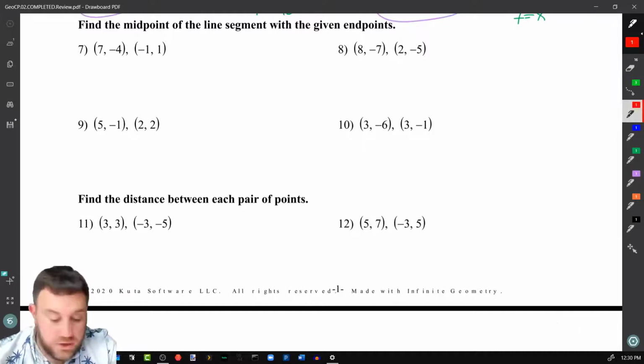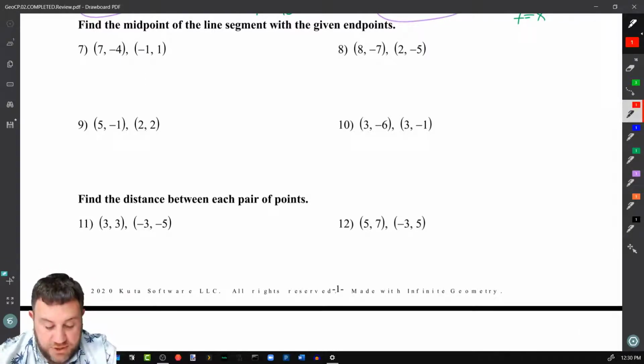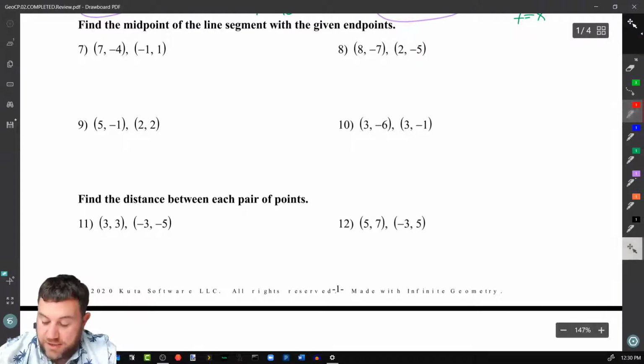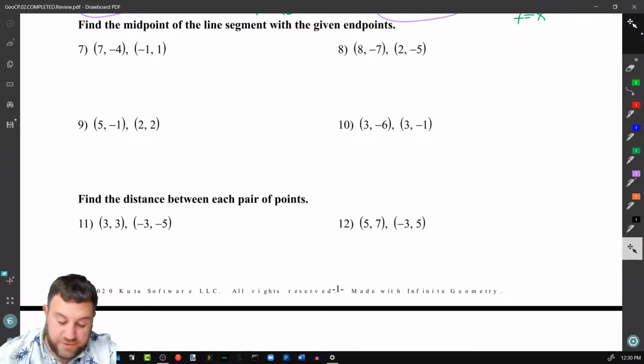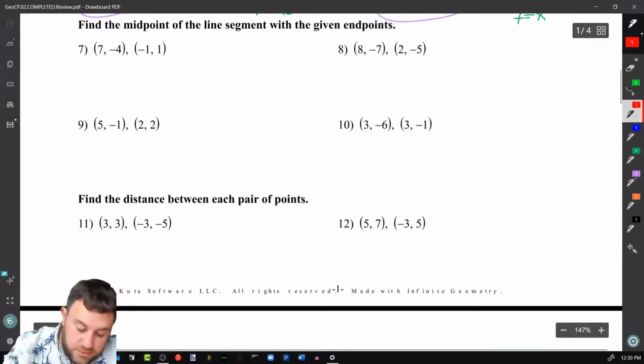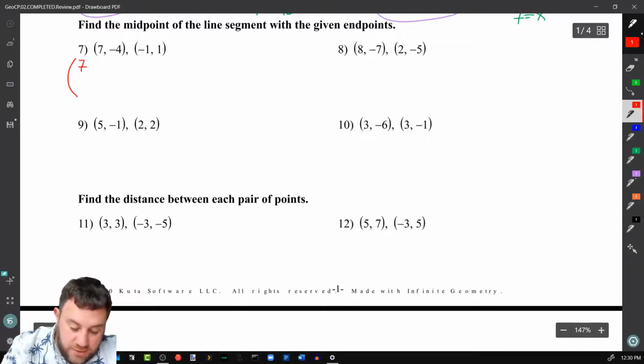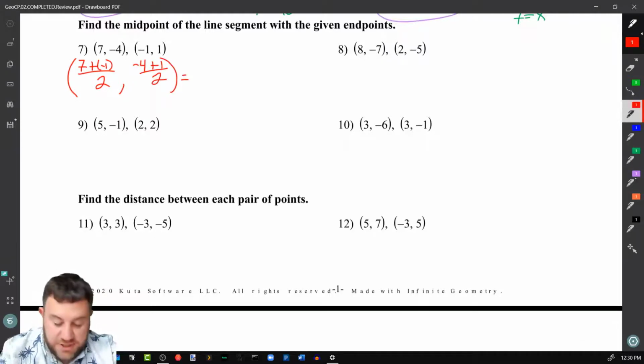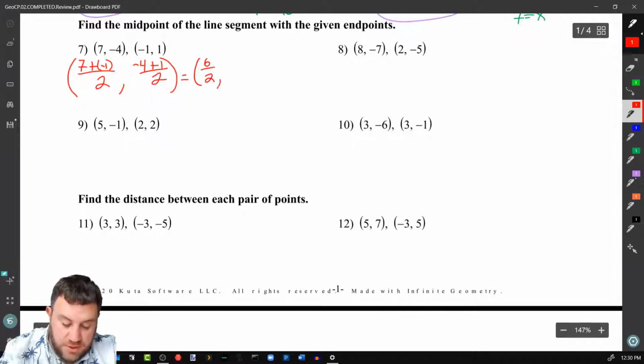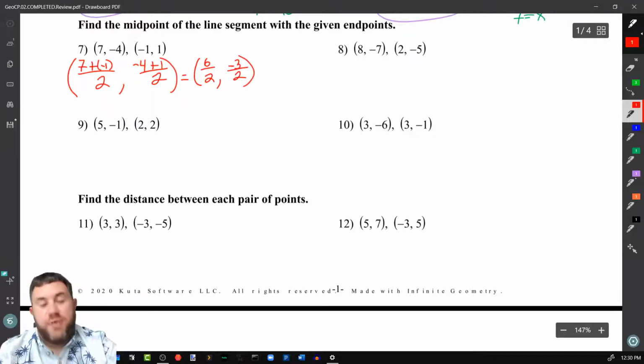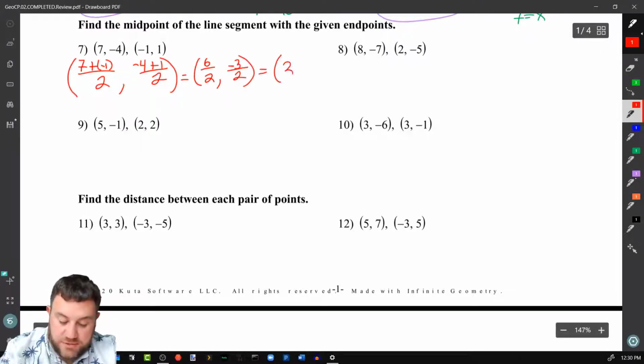For the next 4, we are just finding the midpoint. Remember, that's find the average of your x's and the average of your y's. So for number 7, we do 7 plus negative 1 over 2 and negative 4 plus 1 over 2. 7 plus negative 1 is going to be 6. Negative 4 plus 1 is going to be negative 3. And then if we can, we want to reduce our fractions. 6 over 2 reduces to 3. And then we've got negative 3 halves for our y value.